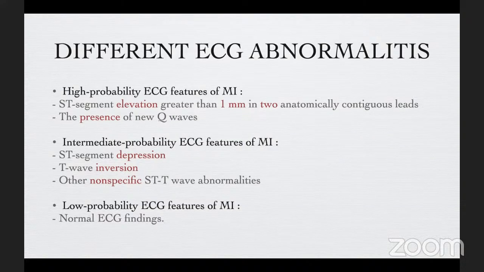Special attention should be paid if there is diffuse ST depression in the precordial and extremity leads associated with more than 1 millimeter ST elevation in lead aVR, as this might indicate stenosis of the left main coronary artery or the proximal section of the left anterior descending coronary artery.